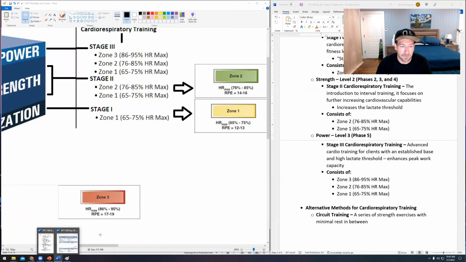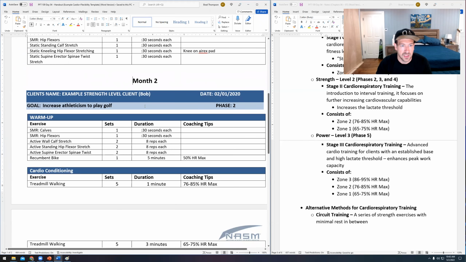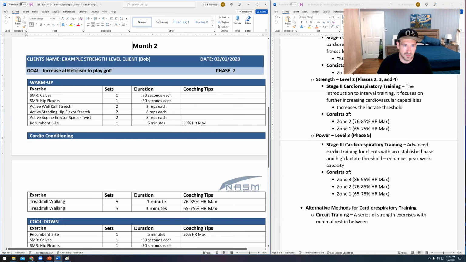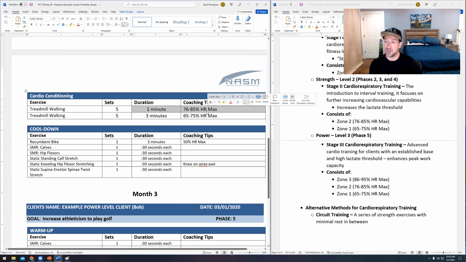So let's go look at Bob. Bob's second month of training. All right. So now Bob's going to do his treadmill walking 1 minute at that 76 to 85 percent of his heart rate max, 76 to 85%. So now he's in zone 2. So Bob's probably going to be out of breath in that minute. In fact, that's probably how I'm going to describe it to Bob.